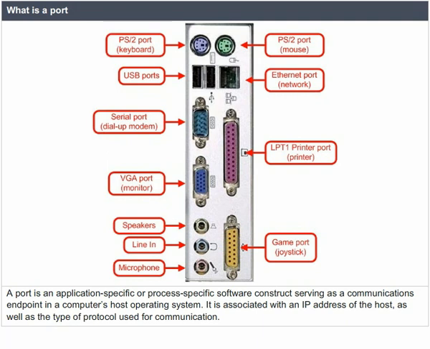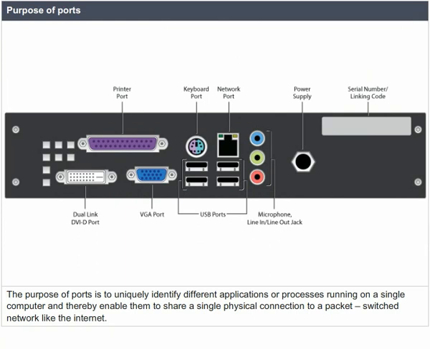What is a port? A port is an application-specific or process-specific software construct serving as a communications endpoint in a computer's host operating system. It is associated with an IP address of the host as well as a type of protocol used for communication. Purpose of ports. The purpose of ports is to uniquely identify different applications or processes running on a single computer, thereby enabling them to share a single physical connection to a packet-switched network like the Internet.